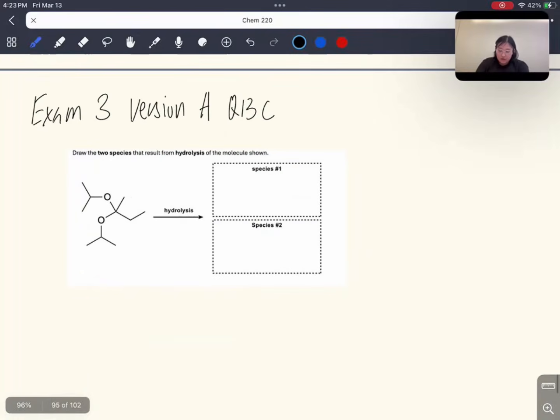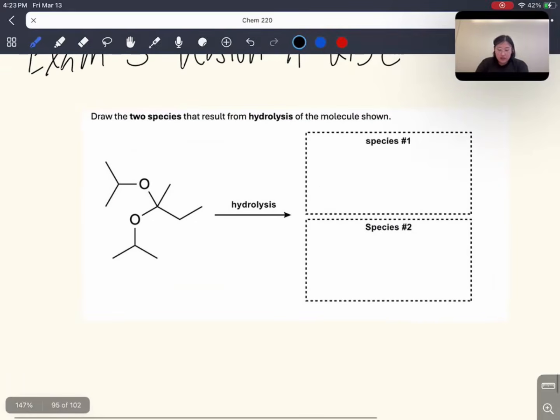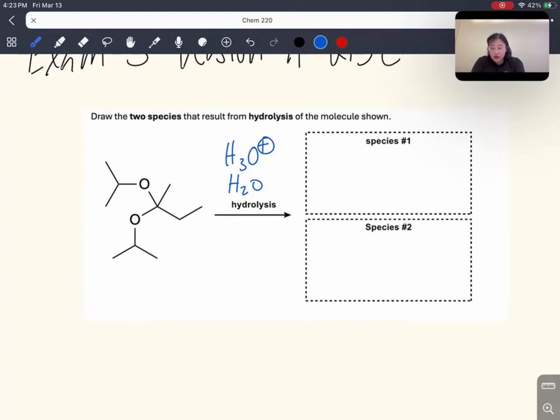This is also from exam 3, version A. It's question 13C. And it says, draw two species that result from hydrolysis of the molecule shown below. So now we're going to keep going in reverse of what you might typically have been practicing, seeing the acetal formation. So hydrolysis, you have to remember, is adding H3O plus to have some sort of acid, and you also have H2O.